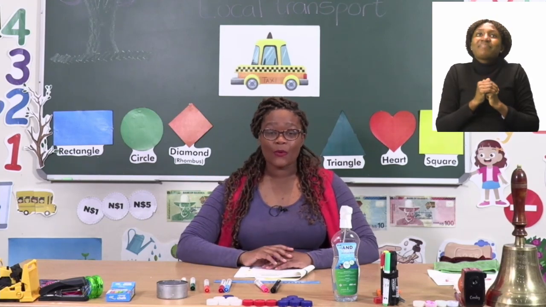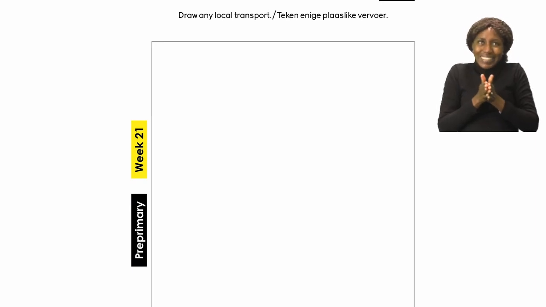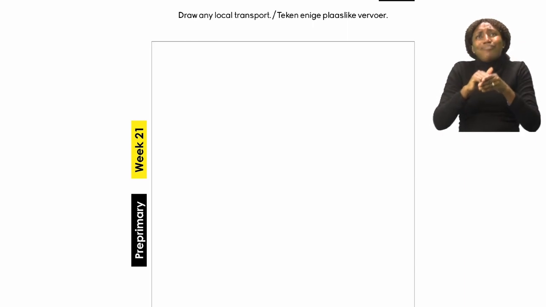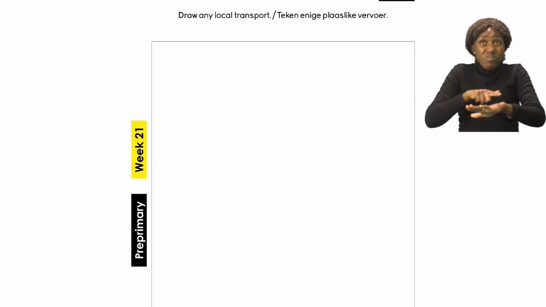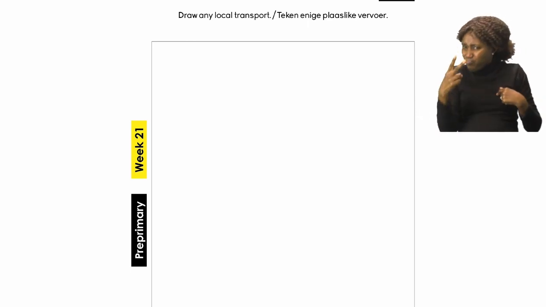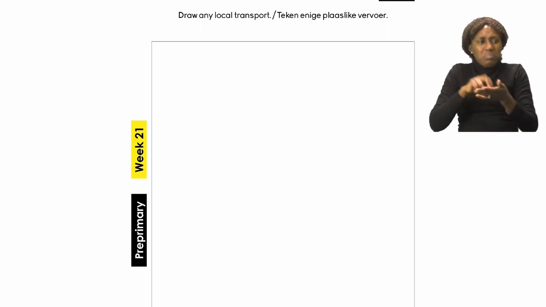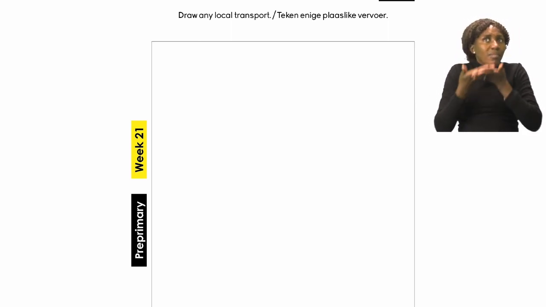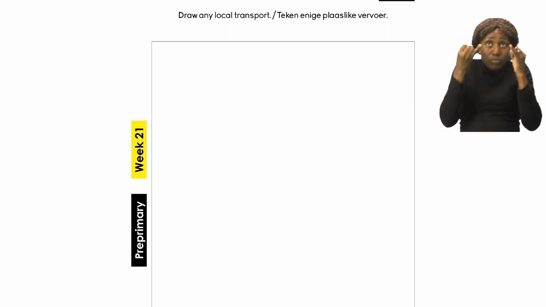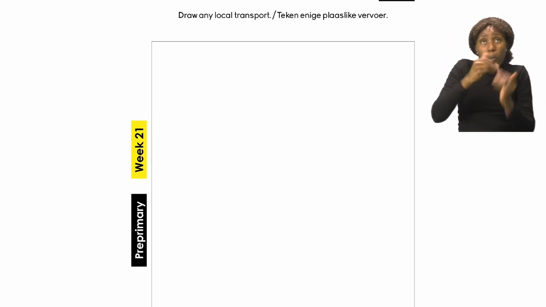On page 4, we are going to be doing something very exciting. We are going to be drawing any type of local transport. Now, when we say the word local, we mean type of transport that we find anywhere around us. So, local means something that is around us. And the transport, remember, is something that can help us move from one place to another. Now here in Namibia, we don't have boats for local transport.